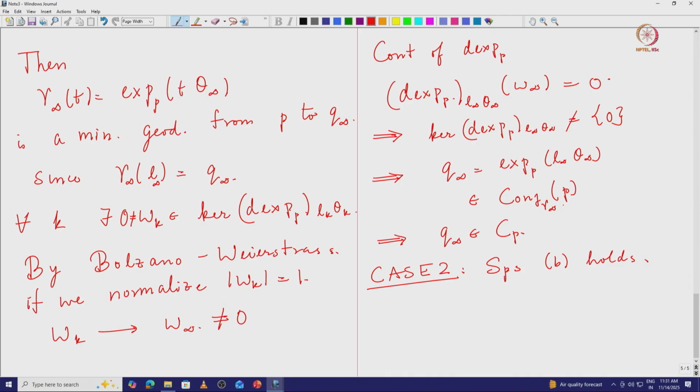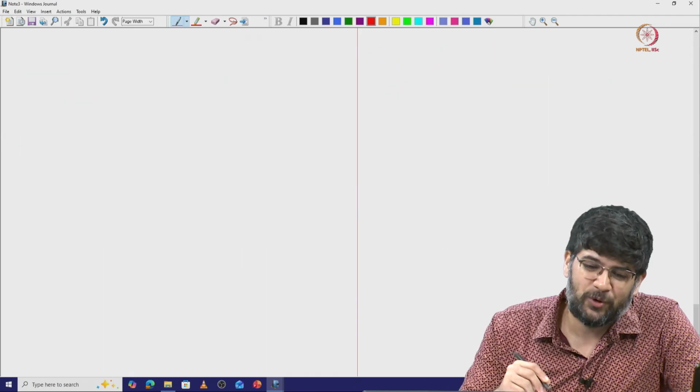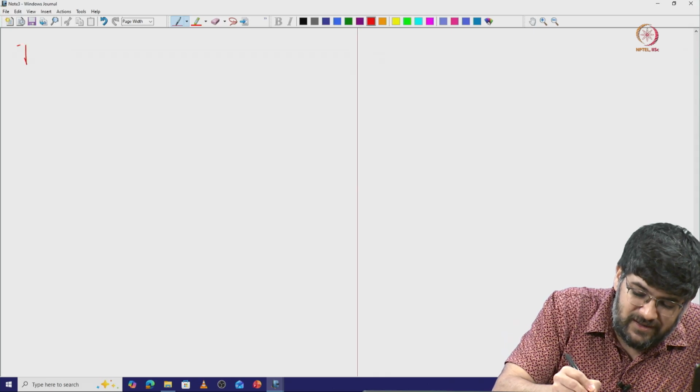Then let sigma_k(t) be equal to exp(t·V_k), where V_k is some unit tangent vector. Again by the Bolzano-Weierstrass argument, after passing to a subsequence, V_k converges to V_infinity and these theta_k's converge to theta_infinity. Okay. So again, like before in the proof of this proposition from last time, we have two cases.